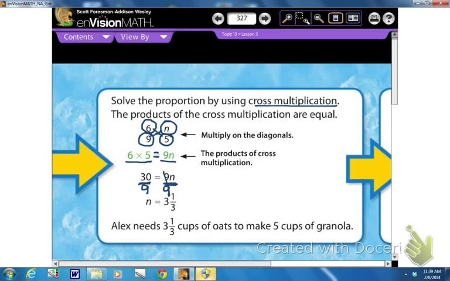30 divided by 9 would mean n equals, and if you put that in a calculator, you'd probably get 3.33. Maybe it's continued there, which would be, you could write that, or 3 1/3. So Alex is going to need 3 1/3 cups of oats to make 5 cups of granola.